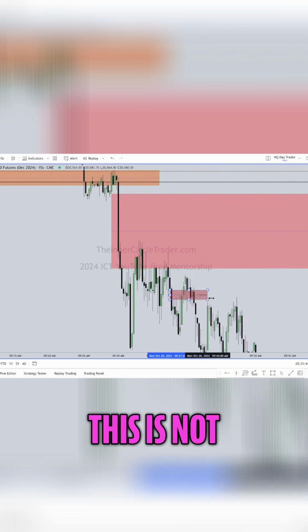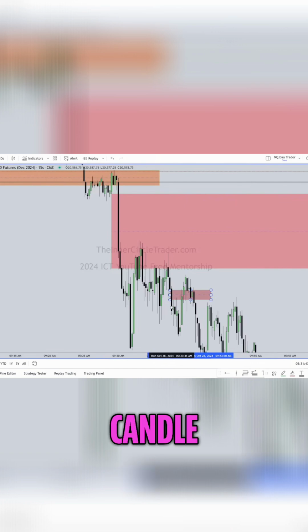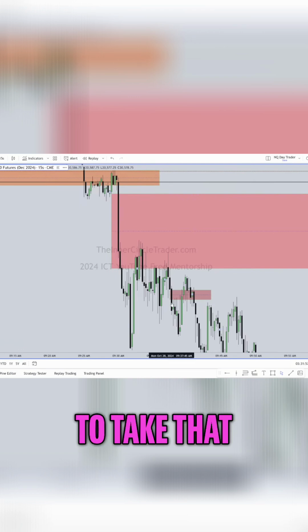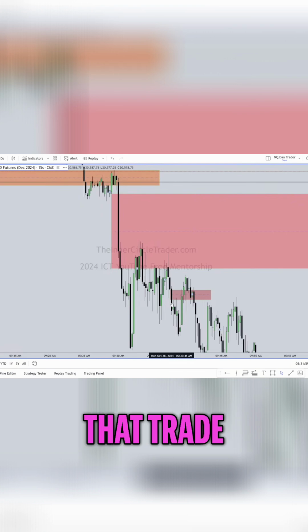This is not the 9:30 candle. It's after 9:30. So the minimum is 9:31. Yes, it's 9:37. So he has the ability to take that trade. He can take that trade. He can get short in that fair value gap.